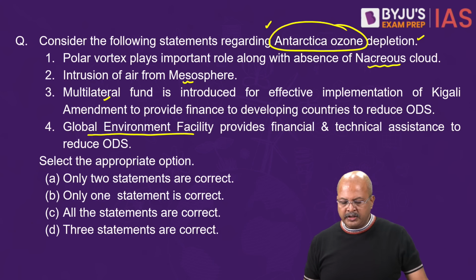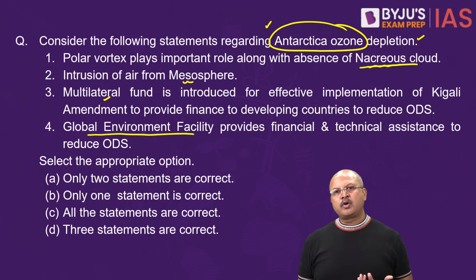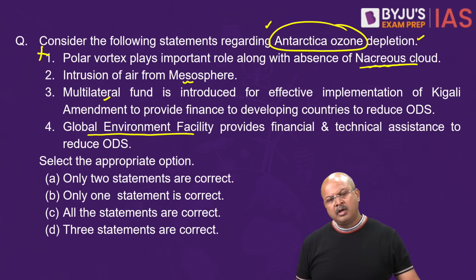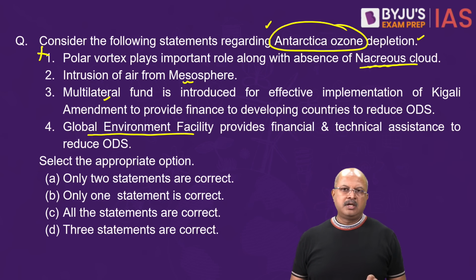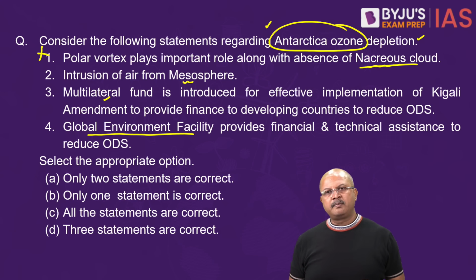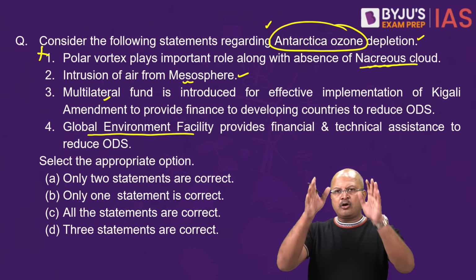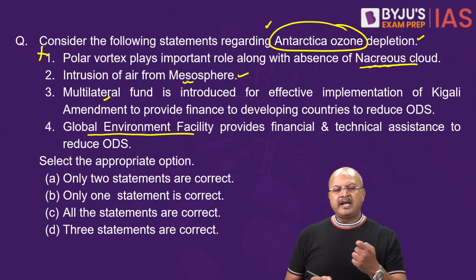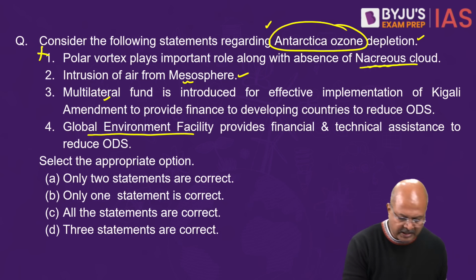The polar vortex plays an important role along with the absence of nacreous cloud. Now here, the nacreous cloud plays an important role. It is also referred to as polar stratospheric cloud or mother of pearl cloud. So the first statement is wrong. Now, along with the study of the phreatic explosion, they also made a reference that a part of an air which is descending from the mesosphere is also responsible for ozone depletion. Now, much research is required in that, why it behaves like that. But they have already found that a part of an air which is descending from the mesosphere is creating the chemical actions which is responsible for ozone depletion. So the second statement is correct here.